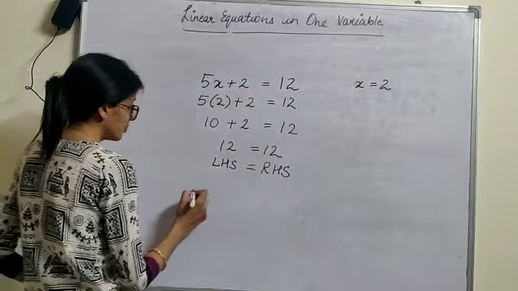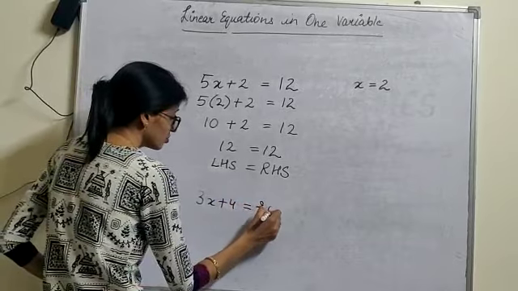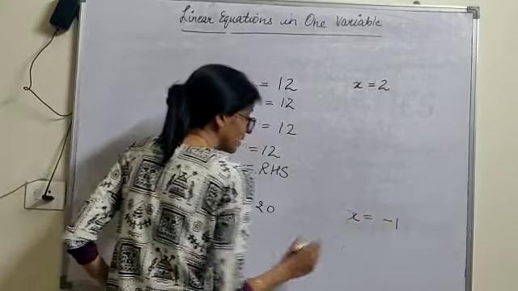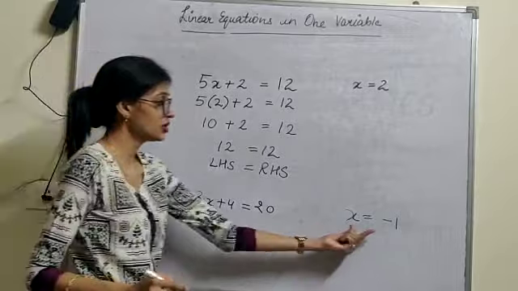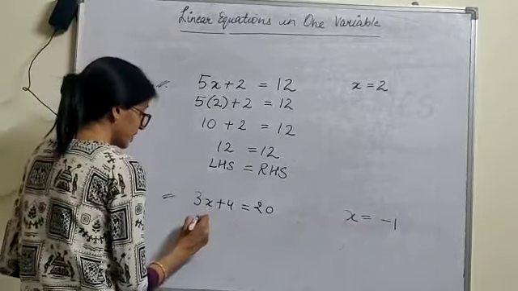Now let's check the other part. 3x plus 4 equals 20, x equals minus 1. You have to check whether x equals minus 1 is a solution of the given equation or not.